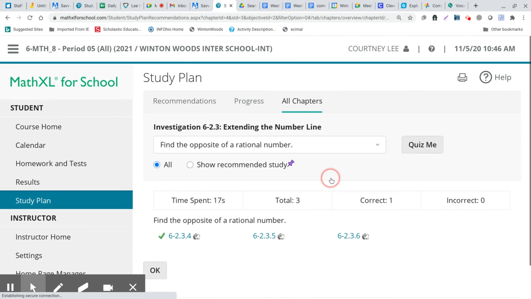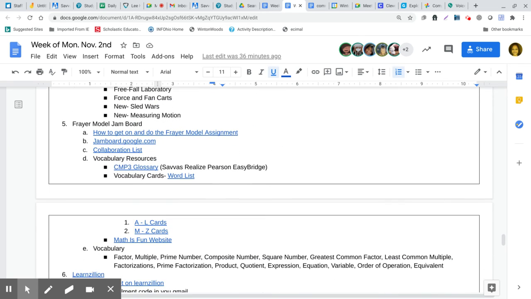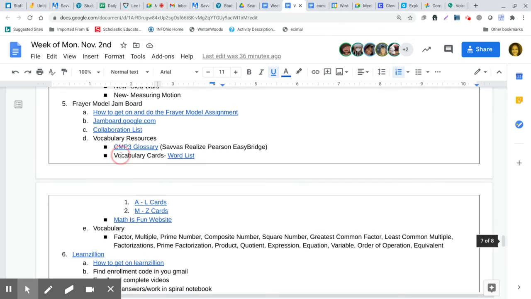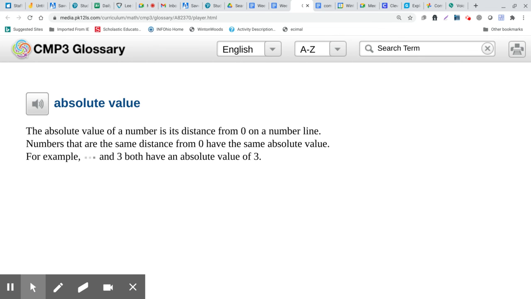Now, absolute value, if you watch the video and you still don't know what's going on, guess what? There's another thing to help you. Down here where it says Frayer model Jamboard, you have 3 vocabulary resources. First one is your glossary. It's through Savvas Realize on Pearson EasyBridge. I have a link here. If the link doesn't work, then go to Pearson EasyBridge, click on Savvas Realize, and click on it.